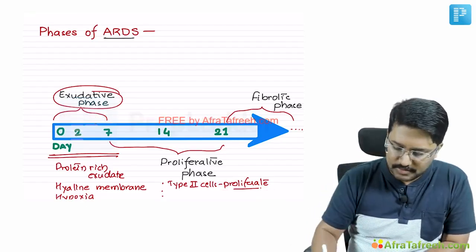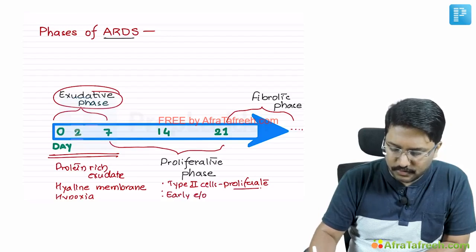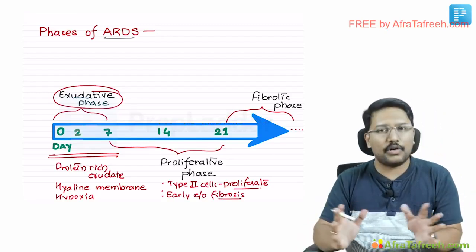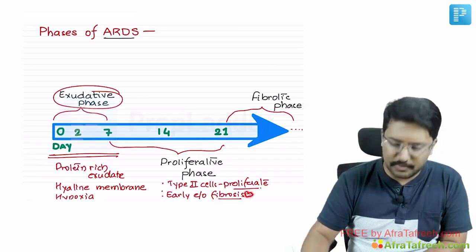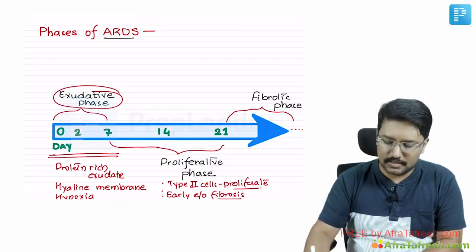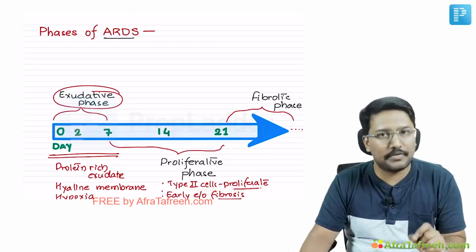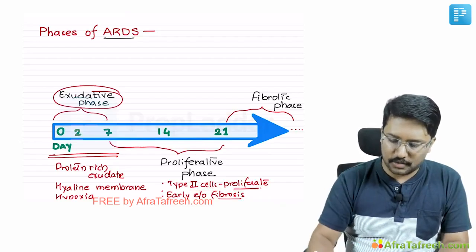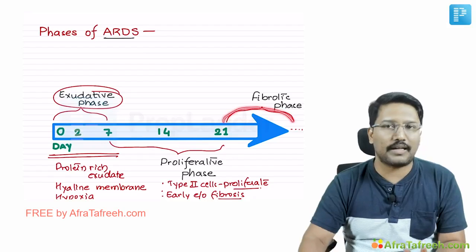Apart from this, some patients might start noticing early evidence of fibrosis. Need not be in all patients, actually not in all patients, but some patients might have some degree of early evidence of fibrosis. But the main hallmark of this phase is the proliferation of type 2 cells, which is facilitating recovery from the original insult. Now this phase usually lasts for around 7 to 21 days, and after this the patient enters into a fibrotic phase.